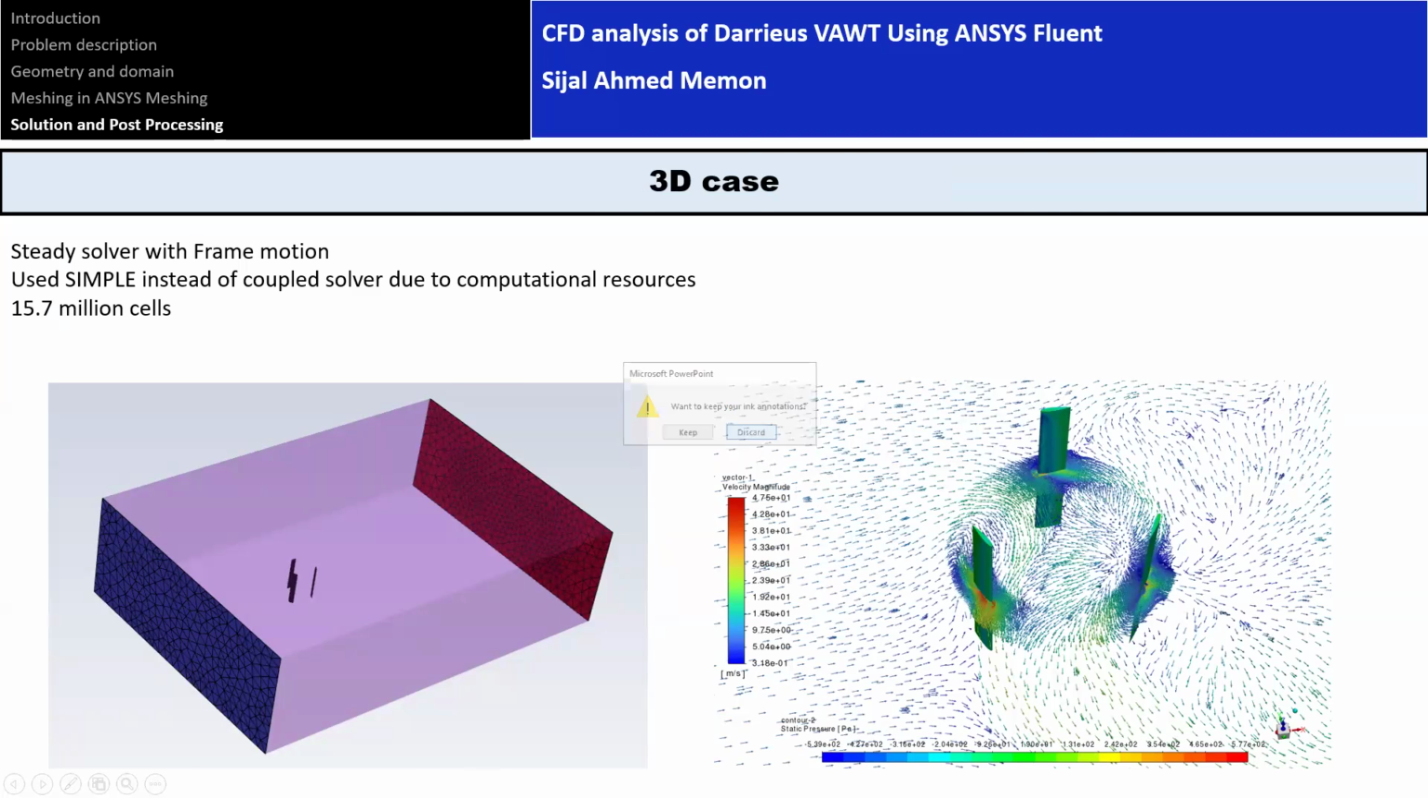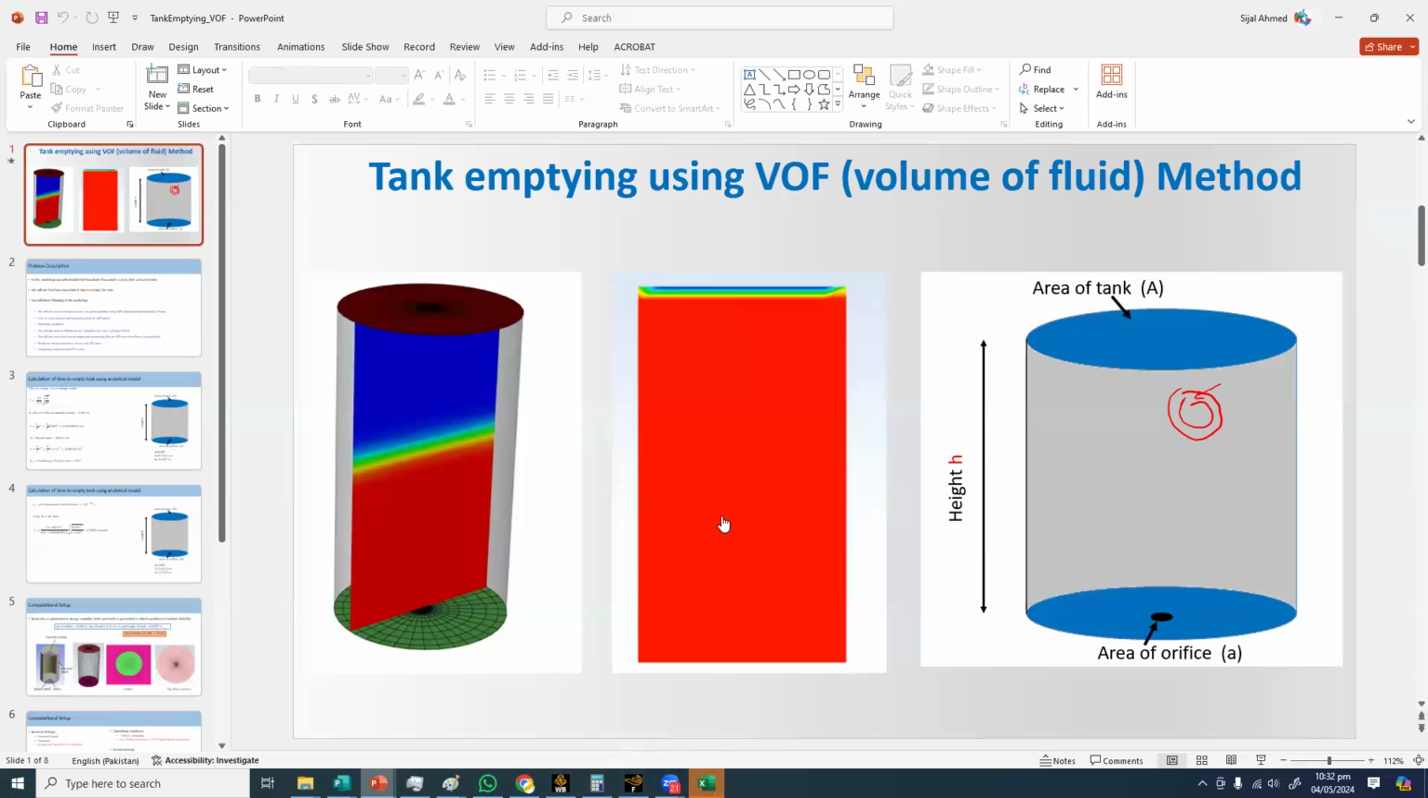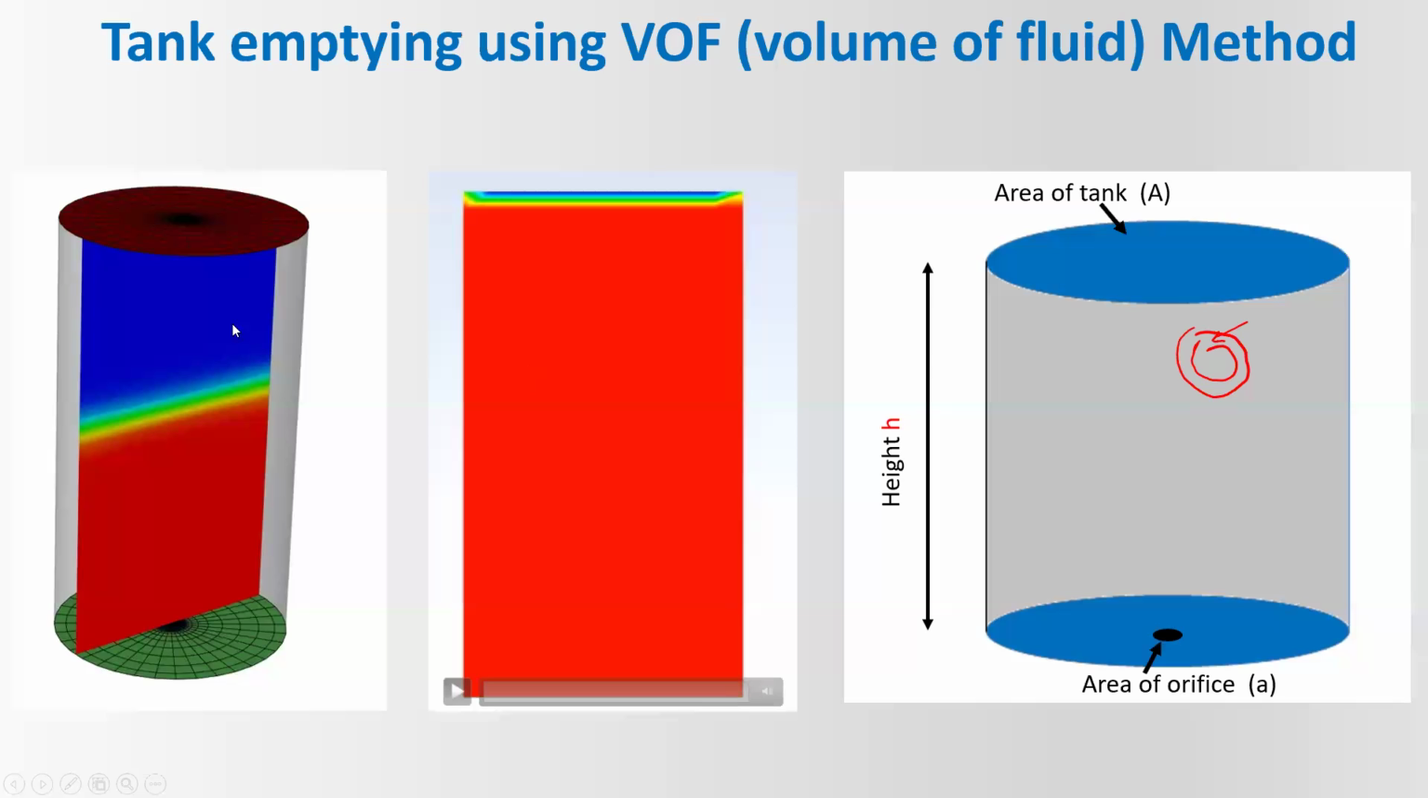Next problem is about the volume of fluid. It's a multi-phase problem. And I took this very simple problem where we have one tank, and on the bottom, we have one orifice, like a hole. So once we open this orifice, it will start to empty the tank. In this workshop, the objective is that we have to find out the time that is required to empty the tank for the given conditions.